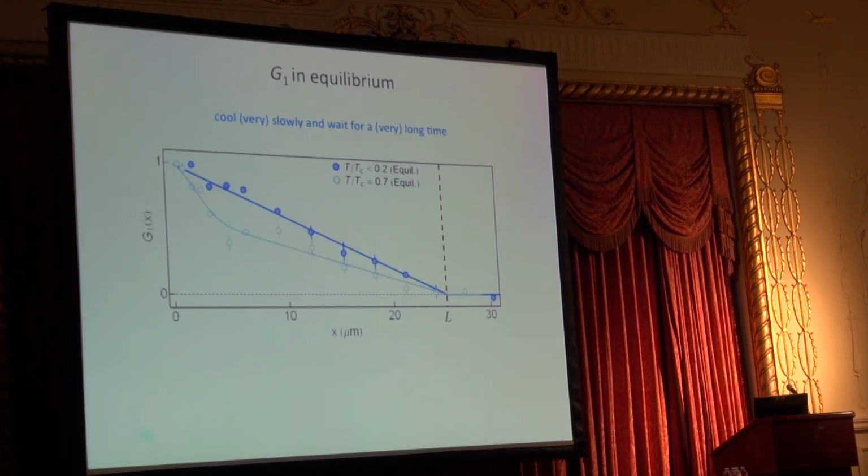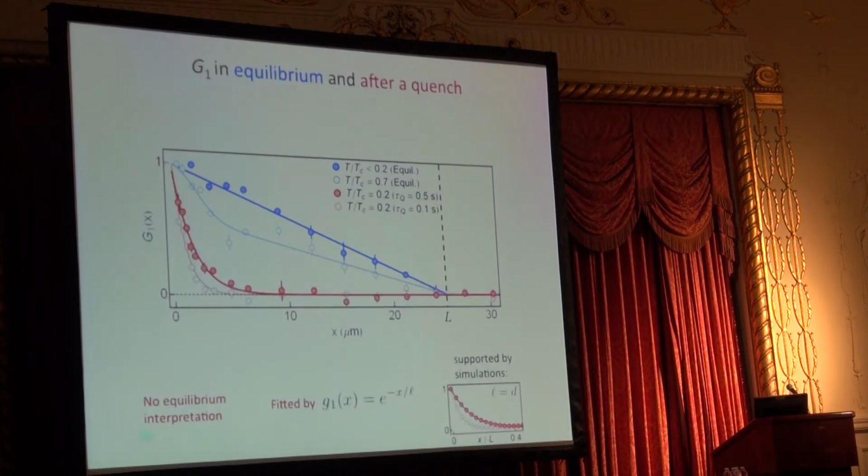And so with these two equilibrium measurements as a backdrop, you can quickly see that if you do a quench experiment, you get a G1 which has absolutely no consistent equilibrium interpretation. Okay? So here in red, what we have is something that is very cold. T over Tc is less than 0.2. Phase space density is more than 30. And yet the coherence extends only over a small fraction of the system. And how far it goes depends on how quickly you quench.